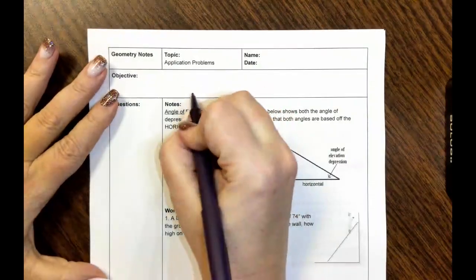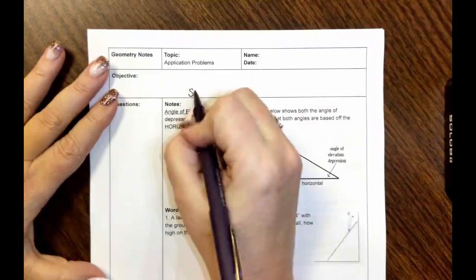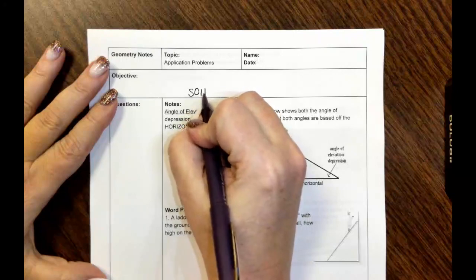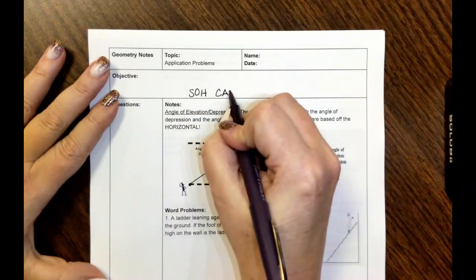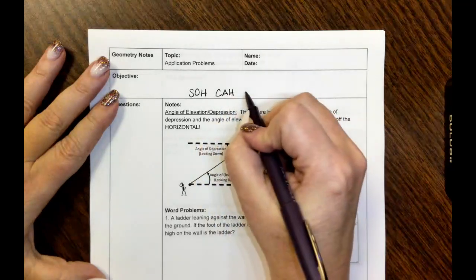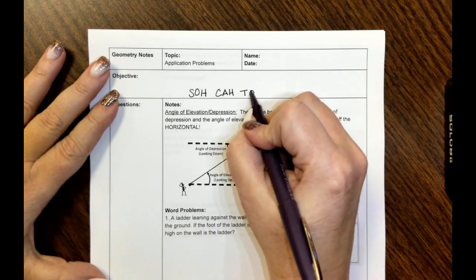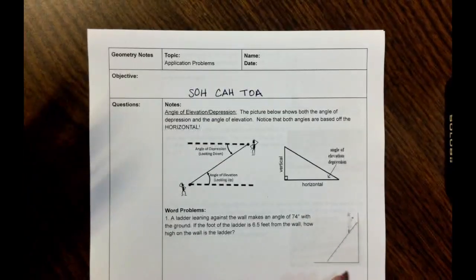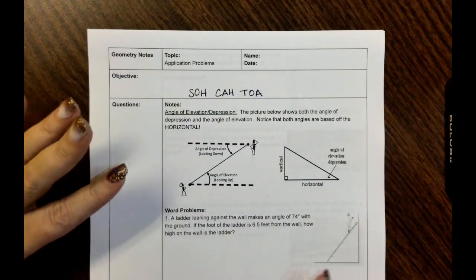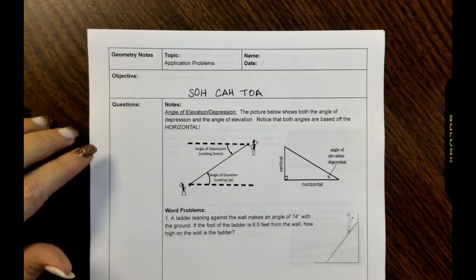Remember that sine is equal to opposite over hypotenuse. Cosine is equal to adjacent over hypotenuse. And tangent is equal to opposite over adjacent. So we're going to set up problems exactly like we've been doing, but we're going to create our pictures from the words that we have in the problem.